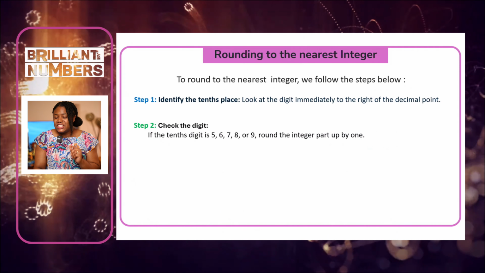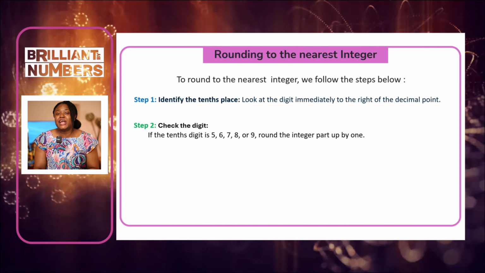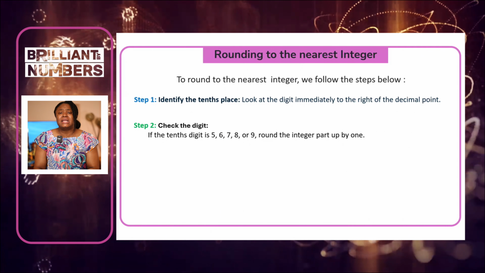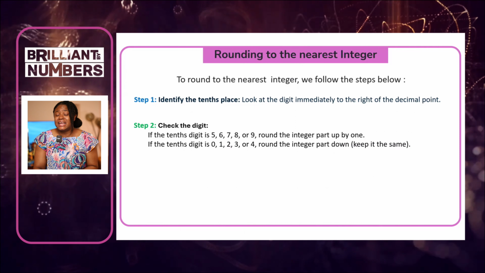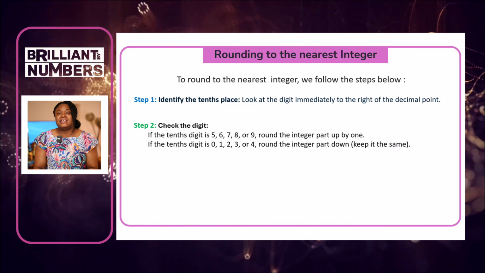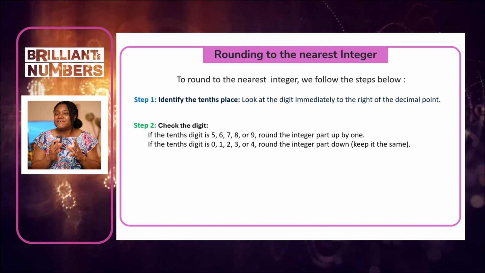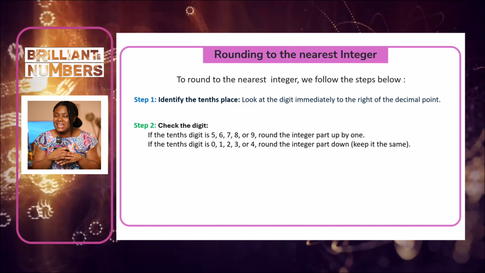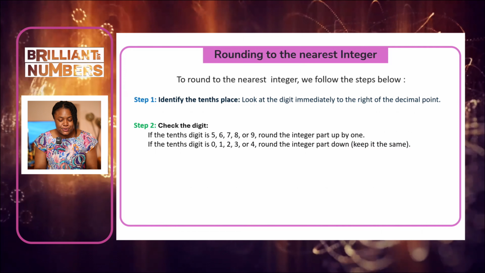Now, once I've identified that, step 2, I need to check this digit. Now, if the digit in the 10th place is 5, 6, 7, 8, or 9, I need to round up by 1 integer part. However, if the digit is 0 to 4, I need to round down. By that I mean keeping the value exactly as it is, not adding or subtracting anything at all. And we'll see what that looks like when we do our examples.